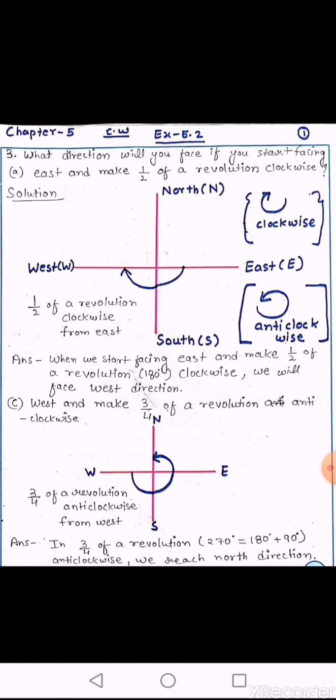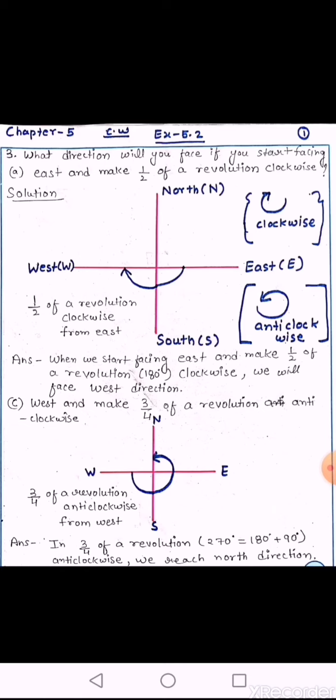We have to start from east, so we have to stand at east, and now we have to move half of a revolution. When we start moving in the clockwise direction and take half a revolution, that means a 180 degree angle. In the previous class I explained this, open that page and read it. When we move 180 degrees, that is also called a straight angle.